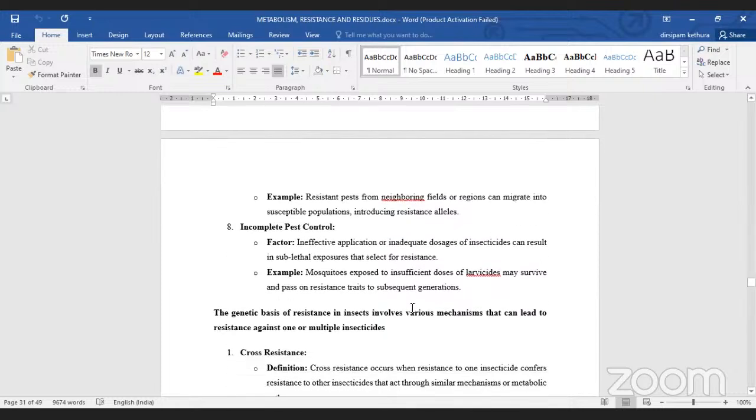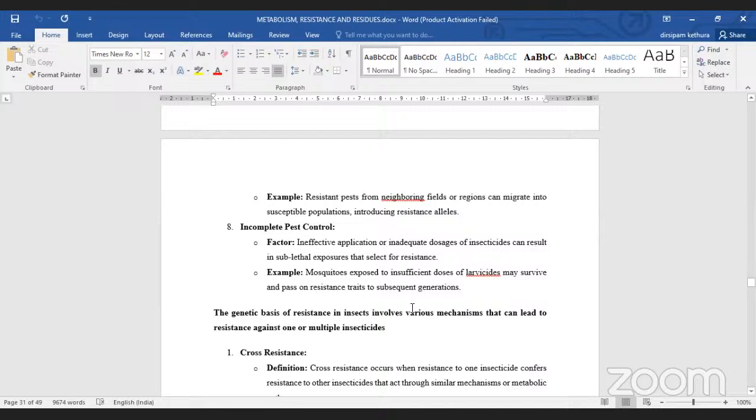And the last one, under the factors conducive to rapid development of resistance, is incomplete pest control, where ineffective application or inadequate dosages of insecticides can result in sublethal exposures that select for resistance. Mosquitoes exposed to insufficient doses of larvicides may survive and pass on resistance traits to subsequent generations. All these are a total of 8, and there are many more, but these are very important. All these are the factors that are conducive to rapid development of resistance.